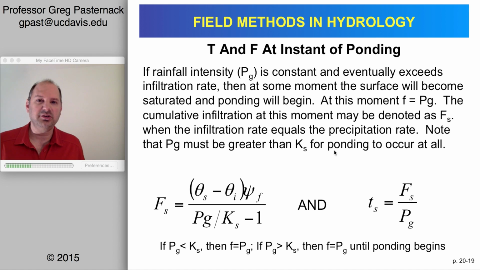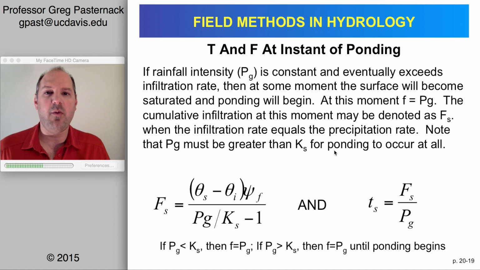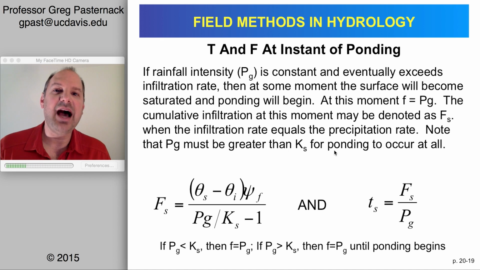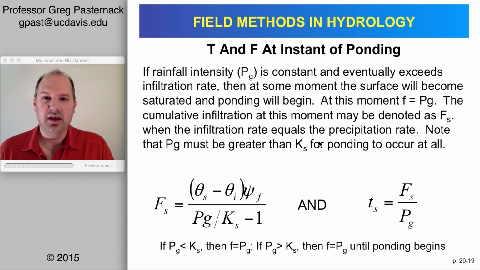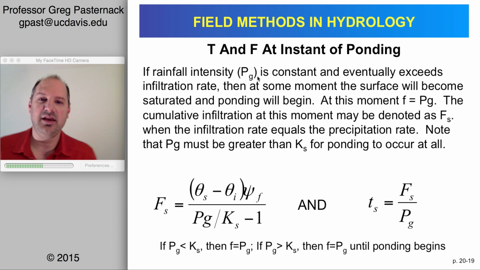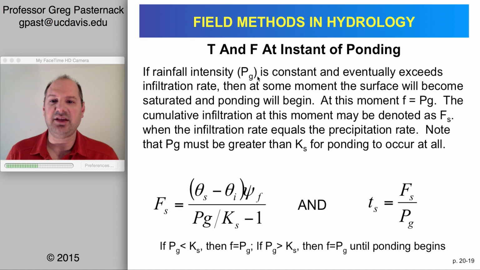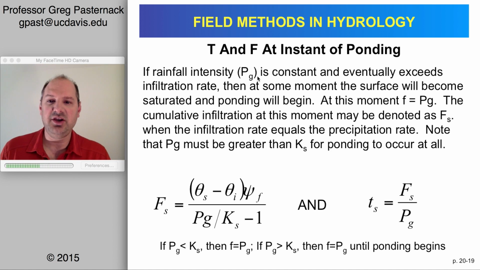There are a few other wrinkles to this whole thing. One of the things you might want to know is, what is the time and cumulative infiltration at the instant that the ground experiences ponding to begin? We can do that by recognizing that initially when you have a dry soil, the rate of infiltration should equal the rate of rainfall intensity, because the ground should be able to absorb all of that water since it's dry.